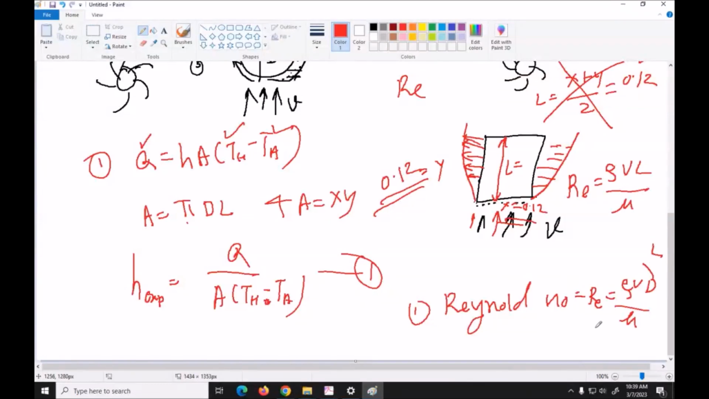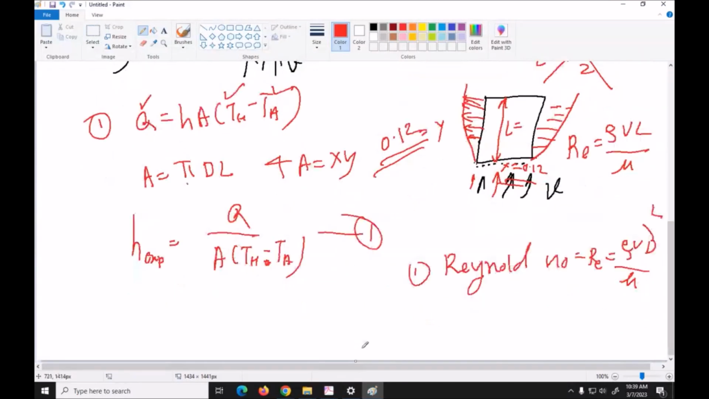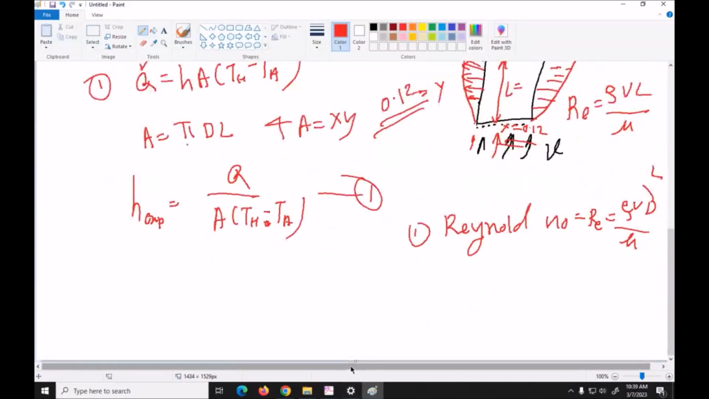This d or L for flat plate or for cylinder. So this is the first number we need to find out. As there is a force convection, there is a velocity, and due to the velocity, we need to find the Reynolds number.